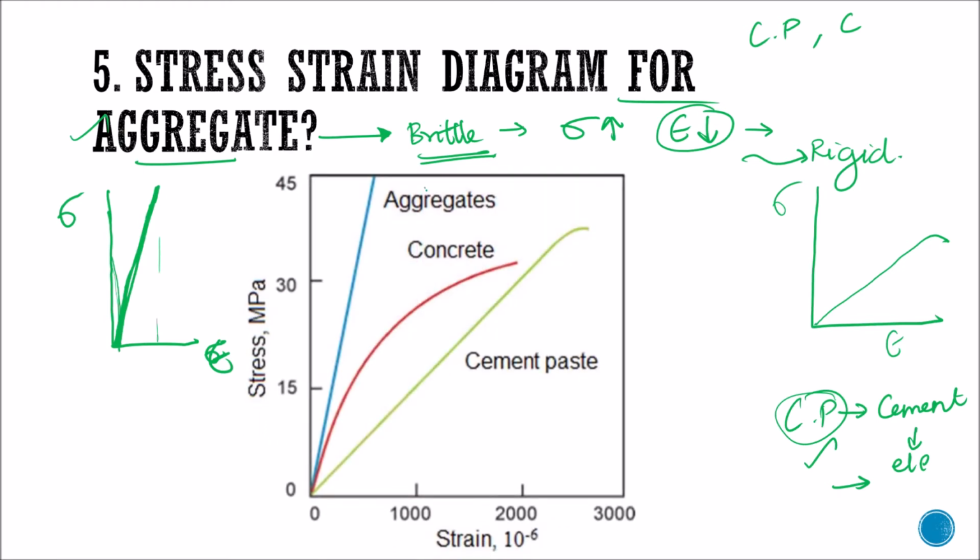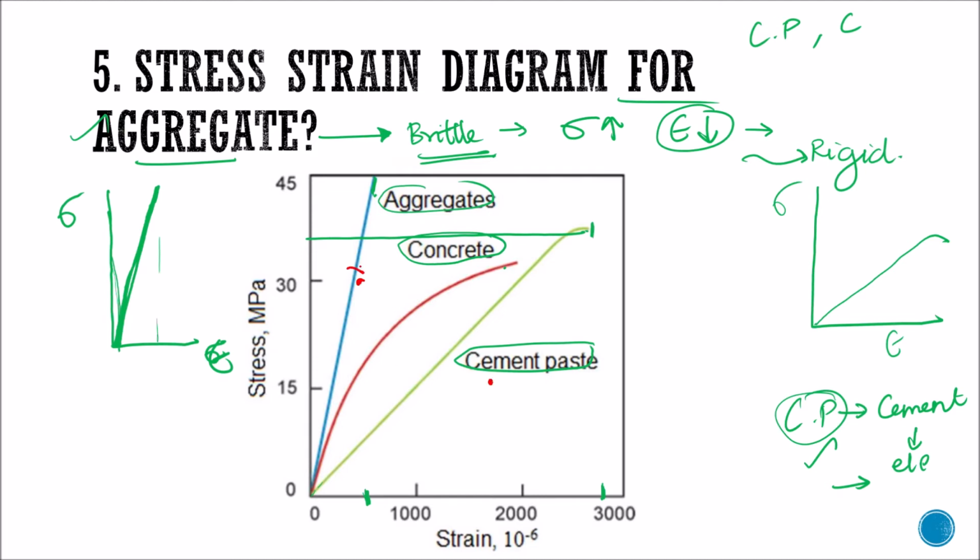So if you look at concrete, let us look into this diagram here. We have seen here aggregate, it is something like this, a very negligible amount of strain only. But when you look at cement paste, it can take a large amount of strain. The stress taken by cement paste is less than the aggregate. And when we come to concrete, which is a combination of both cement paste and aggregate, we can see that it is an intermediate of both aggregate and cement paste.